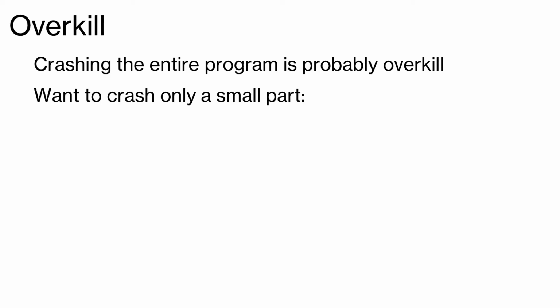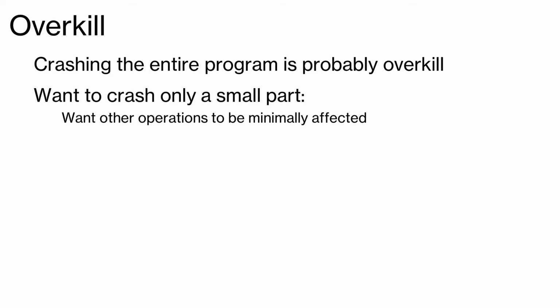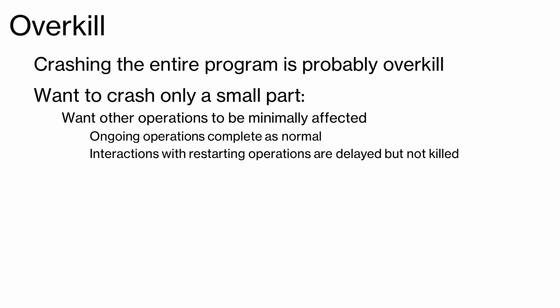So ideally, we want to only crash a small part of the program so it doesn't propagate too far. So if we have other operations going on, we want these to be minimally affected. If they are ongoing, perhaps they can even complete without being affected at all. So if our process that failed does have some interactions with other components, we want these interactions to be modeled in such a way that if the interaction doesn't happen, the program in its entirety doesn't fail.